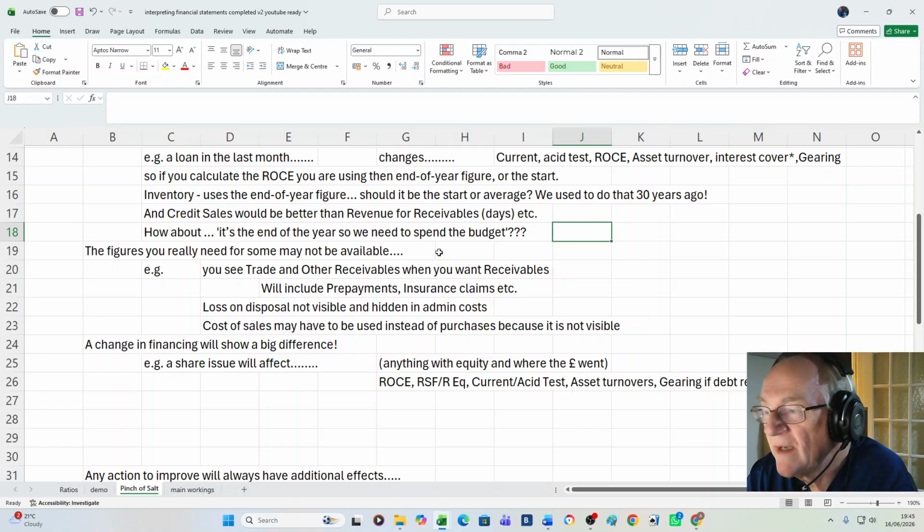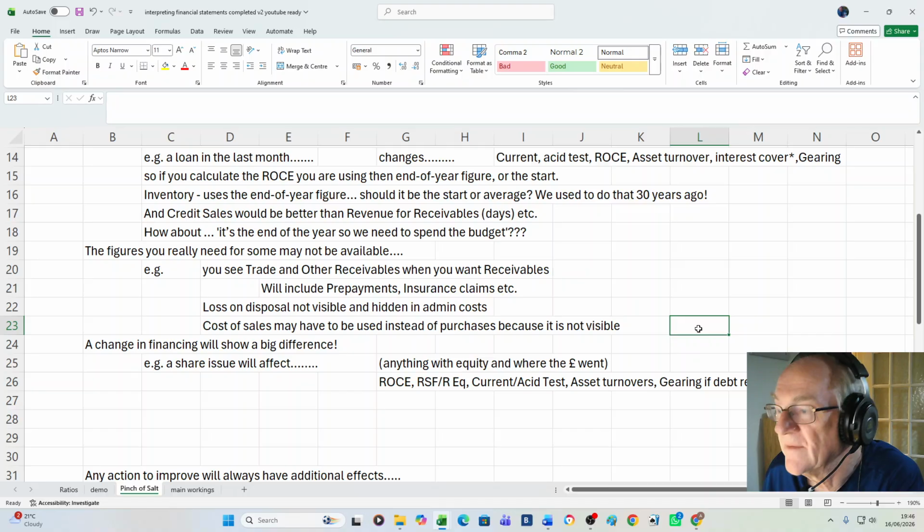Loss on disposal, what do we do with that? Well, we hide it in all sorts of places. It could be in cost of sales, in which case it makes the cost of sales figure erratic for a year, because we don't necessarily make a loss on disposal every year if it's a small or medium business. It could be hidden in the admin costs. Where is it? Who knows? We could actually make a gain on disposal as well, and that will change some of the ratios favourably, of course. And then the cost of sales, we're using that. Really, we want to be using purchases. Management accountants can. If you're looking at somebody's set of accounts, you can't.